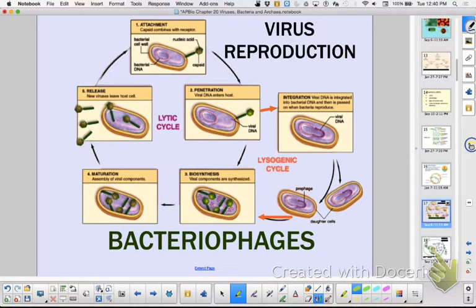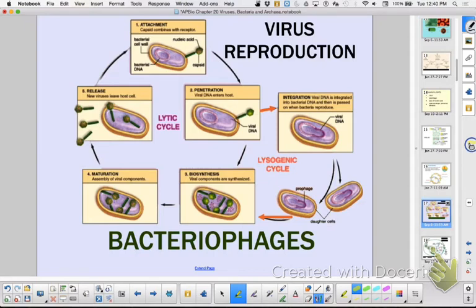One we've already talked about, if I say Hershey and Chase, you should be thinking about transformation. And that's where you pick up nucleic acid from your environment, which then changes your, oh, not Hershey and Chase. That's why you're looking at me with big eyes? Because what should I be thinking about? Griffith, right? Where the mice picked up the S strain and the R strain. You're like, yeah, that's why we didn't know. Transformation is when the bacteria picks up DNA from its environment.